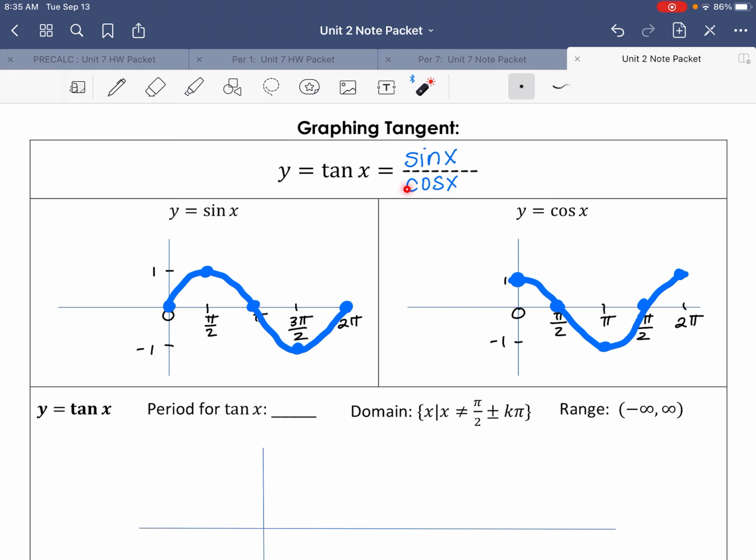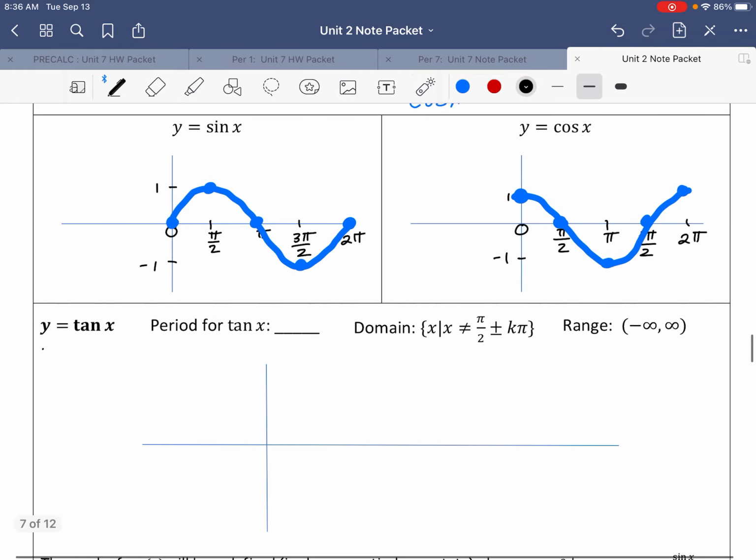And tangent is sine over cosine. So if I'm trying to graph tangent, I am first going to graph the denominator, which is cosine, to see where my asymptotes are. So I'm going to make myself a note that I am first going to graph y equals the cosine of x. And we know how to graph that.